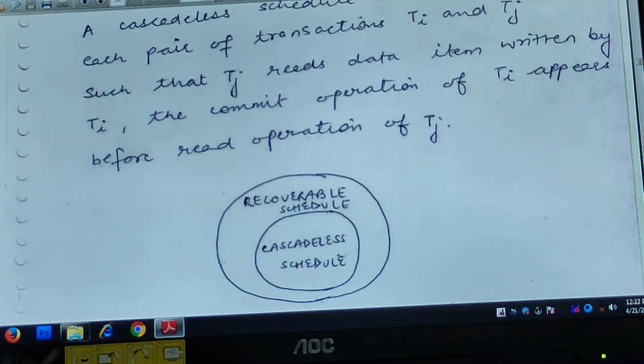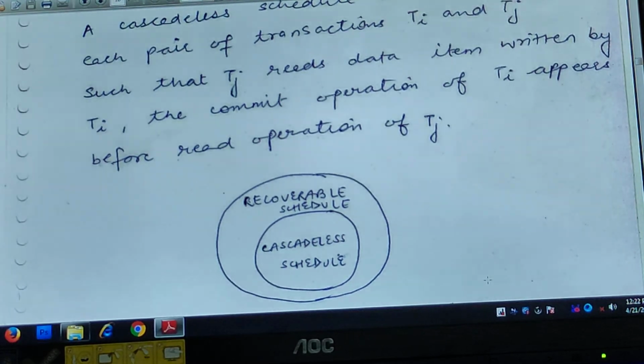According to the definition, you can see that a cascadeless schedule is a subset of a recoverable schedule. Every cascadeless schedule is a recoverable schedule, but not every recoverable schedule is a cascadeless schedule.